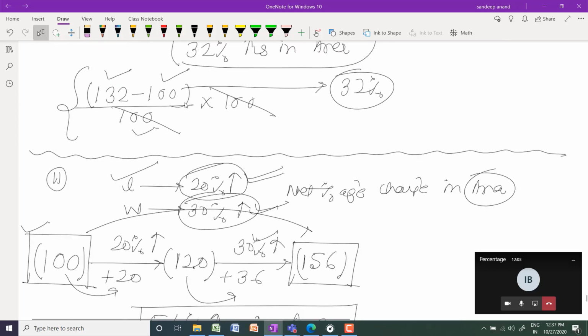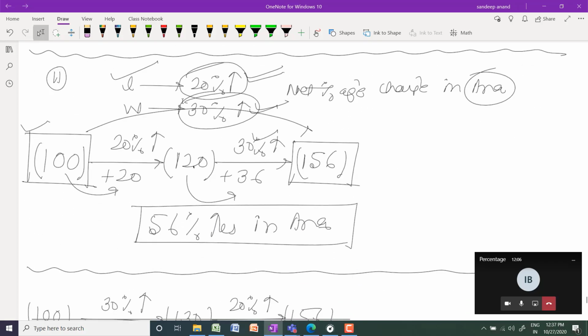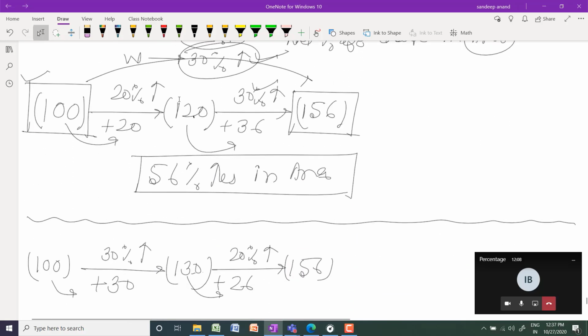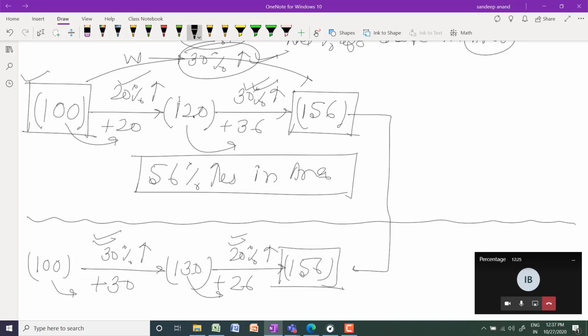Again, it means if you use any order, the result will remain the same. 156 here and 156 here. So need not bother about which comes first and which comes later on. You can use any value in any order. Whether you use 20 initially and then later 30, or you use 30 first and then 20 later on, the result remains the same. 56% increase in value. Are you following me? Yes or no? Yes, sir.